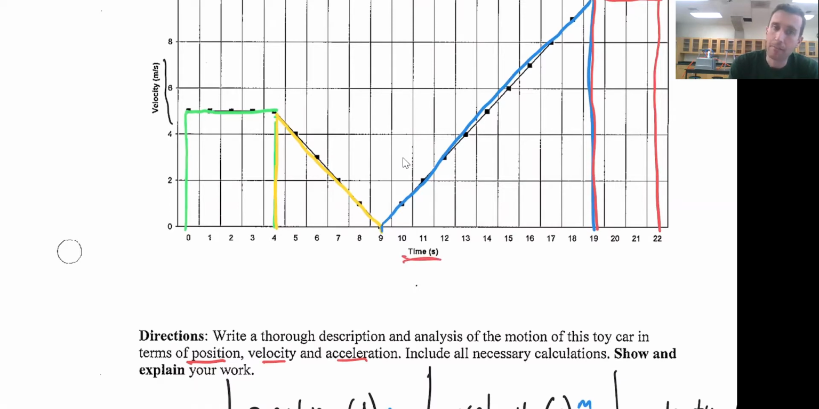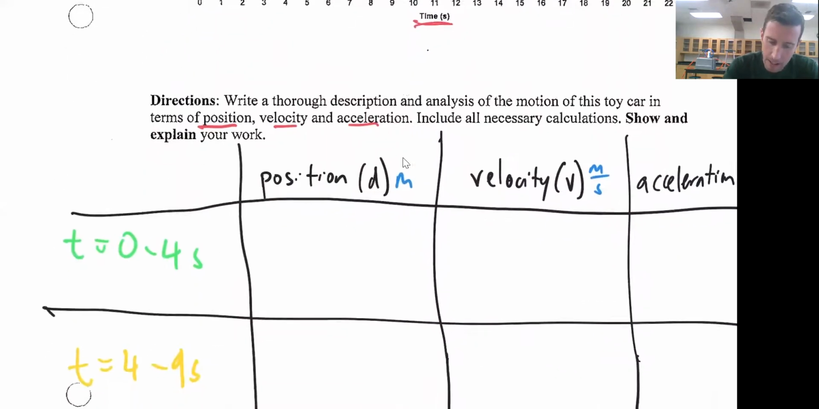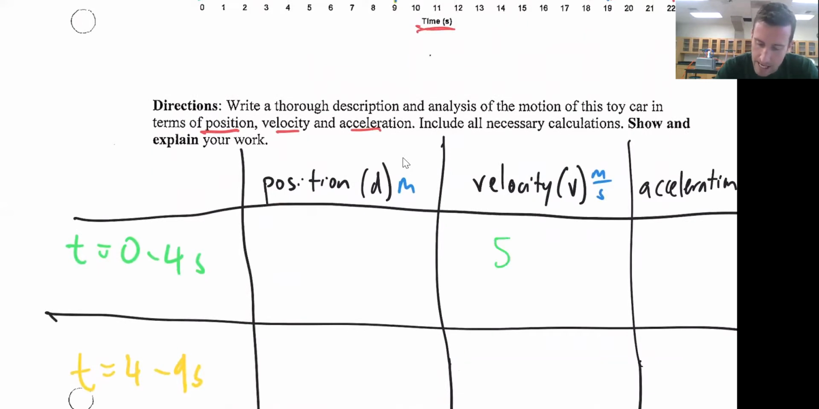So I'm going to go step by step. For the first section, the velocity starts right here and it goes to right here for those first 4 seconds. And I notice it's the same all the way across. It is between 6 and 4, so that would be 5, and then 5, 5, 5, 5. So the velocity during that section is 5 meters per second. I just read it straight off the graph.